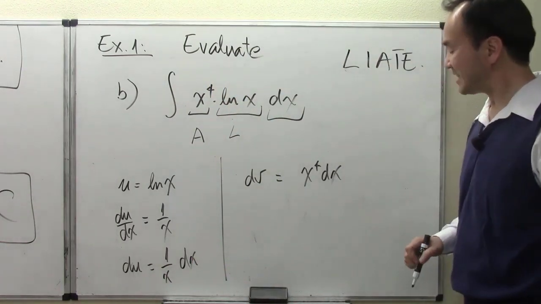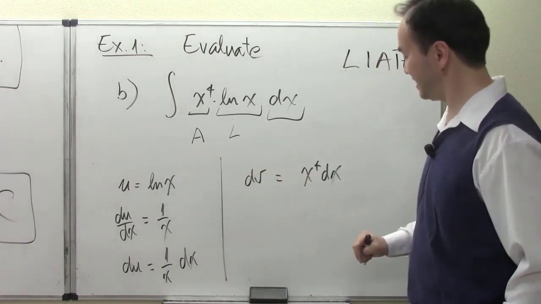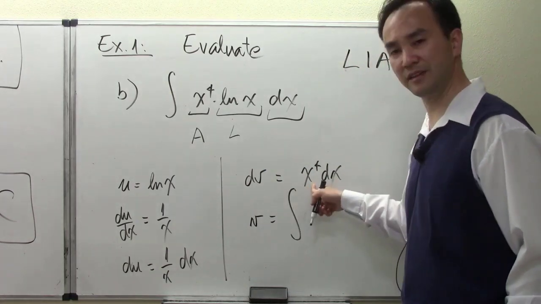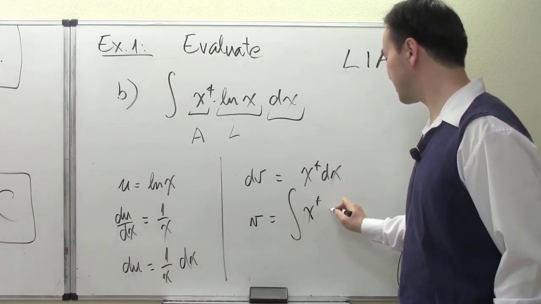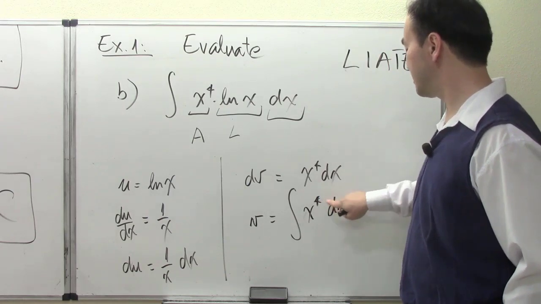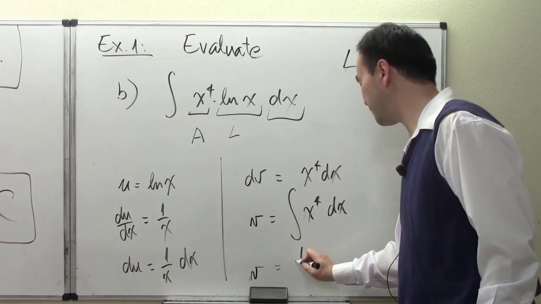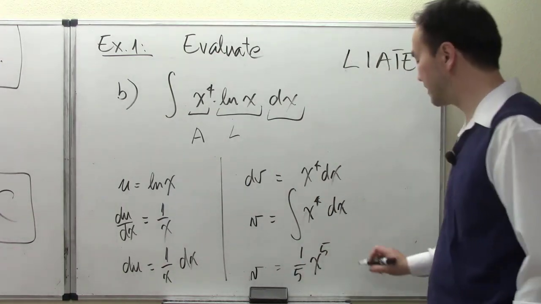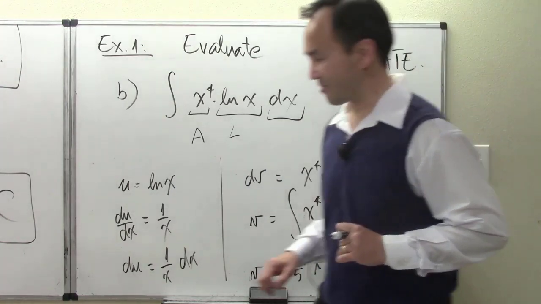Okay. And then on this side, once we have identified our dv, then v can be found by simply integrating this x to the fourth, this simple power function. So integrating x to the fourth with respect to x, that means our v here will be 1/5 x to the fifth according to the power rule for taking antiderivatives. And we don't need the plus c here.